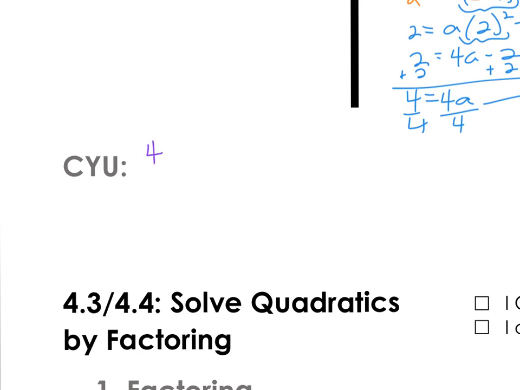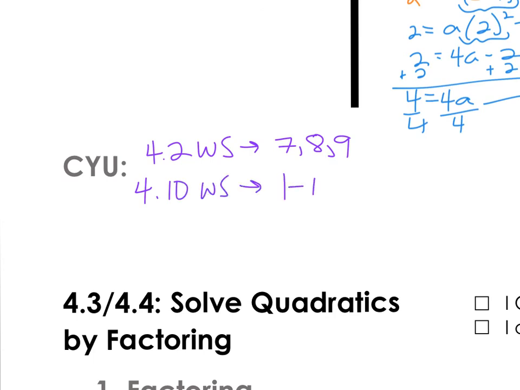From your 4.2 worksheet last week, make sure to finish problems 7, 8, and 9. They're just converting from either vertex form or intercept form back to standard form. And then for the worksheet today, using given information to write equations, we're going to do 1 through 12 all.